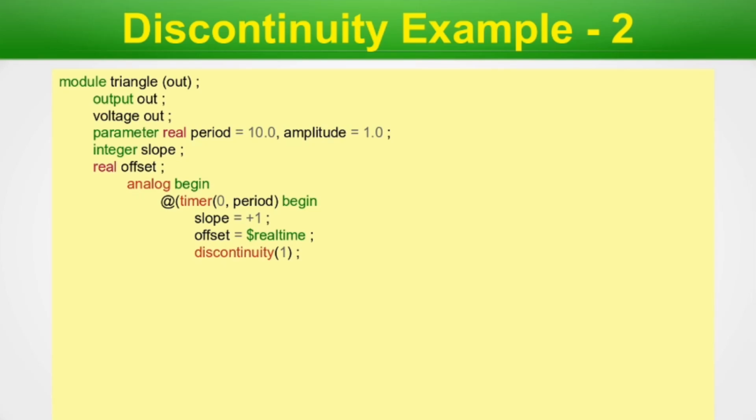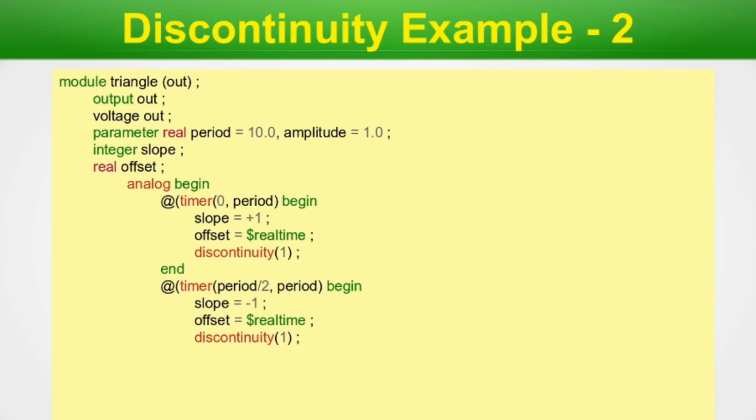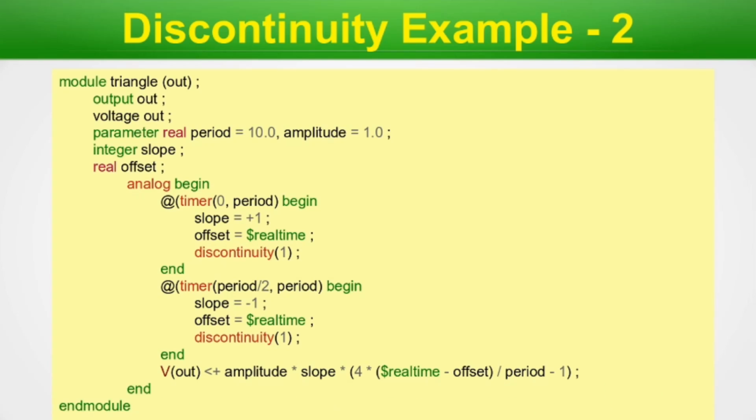This discontinuity 1 we just talked about 2 slides back. We close the timer block here. Then we write another timer block with the initial value of period by 2, and the period will be period. So it is different from the first one. In the first one that initial point was 0. Then slope equal to -1, offset equal to real time, and we again say discontinuity 1. So we close this timer block. And once these 2 timer blocks are done, outside them we write the contribution statement. We close the analog block here and close the entire module here.